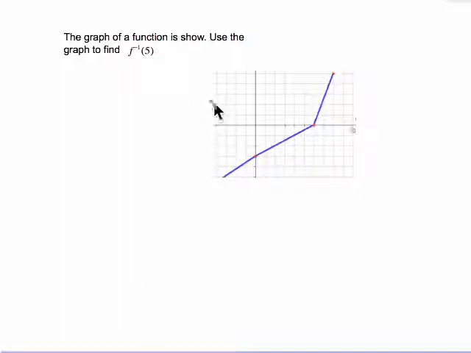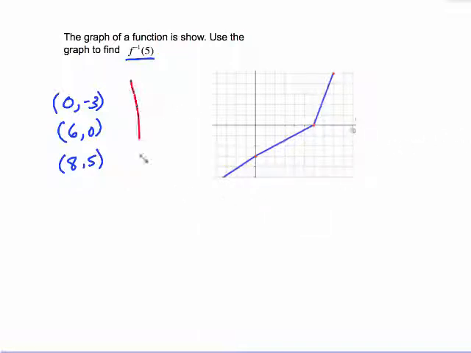All right, this problem is asking me to apply the inverse function to 5. Well, I don't have the inverse function. What I would like to do is to take these original points and find the inverse of those points. So this point right here, let's say, is (0, negative 3). This point over here is (6, 0). This over here is (8, 5). Those were some points that were on my original function. If I want to find the inverse of those, I just swap them around.